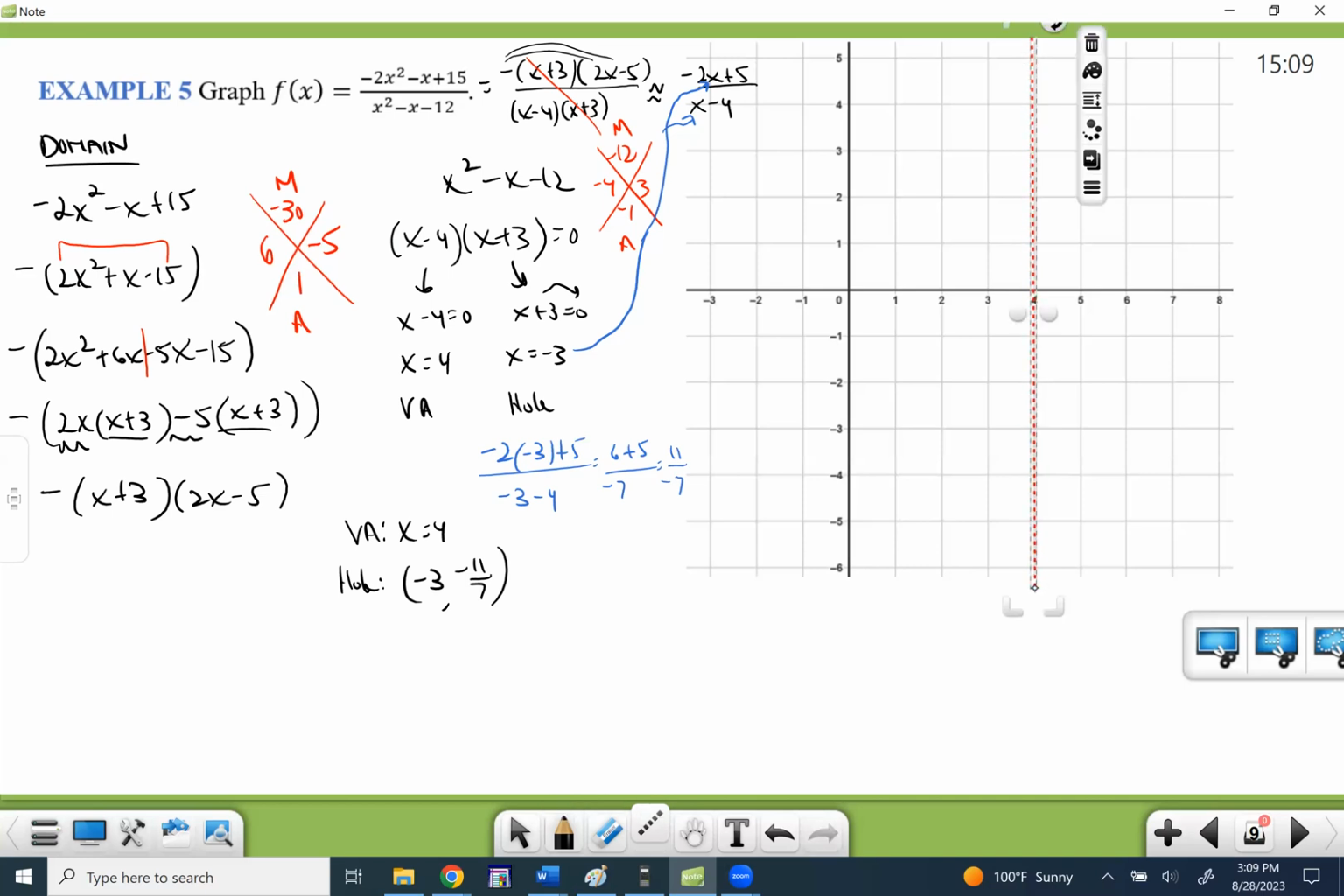All right, and then a hole at negative 11 sevenths. That's negative 1 and 4 sevenths. Okay, so negative 3, negative 1 and 4 sevenths. So just a little bit past halfway. All right. Let me just stare at that for a bit and digest it.